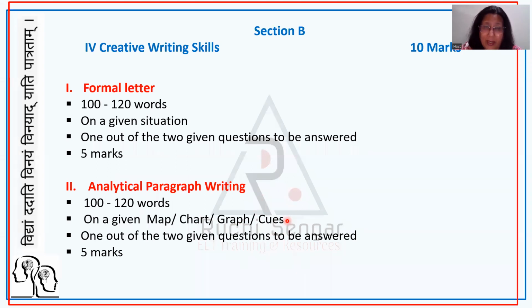So you have these, one out of two again. So they will have to attempt the analytical paragraph writing. There is no question of skipping it now. There is no choice between a letter and an analytical paragraph writing. Both things have to be done. And it's 5 marks. And you know how detailed the marking scheme is. Any questions on this? Anyone?